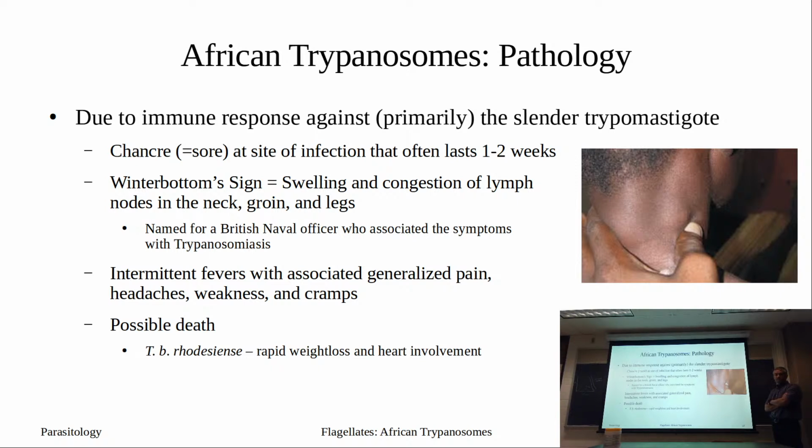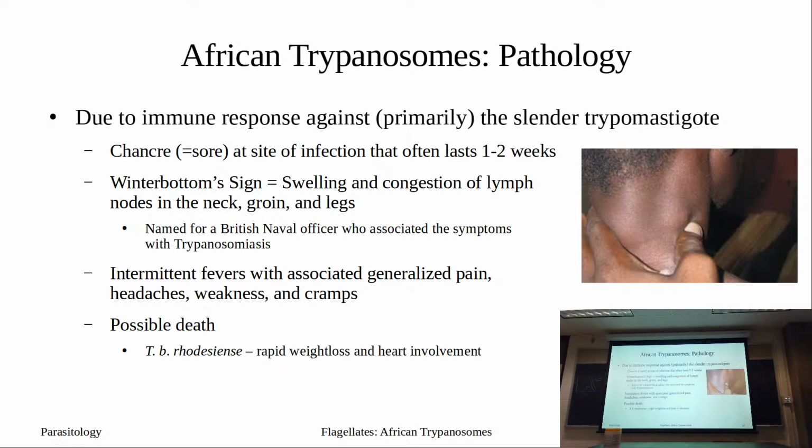This sore is from the tsetse fly, and it's also from the immune system. Your trypomastigotes are there, replicating, and you'll get an inflammatory response at that point. But as it's replicating and your body starts to generate a big immune response, you'll develop something called Winterbottom sign. It's the swelling and congestion of the lymph nodes in the neck, leg, and groin region. So again, no big surprise: when you're fighting an infection, your lymph nodes start to swell a bit. This is very characteristic.